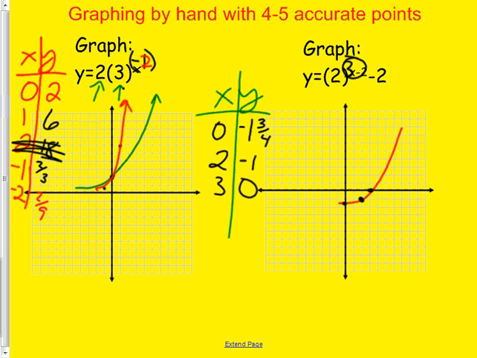I bet this last point's going to be off, though. We'll see. Put in a 4. 4 minus 2 is 2. 2 to the second is 4. 4 minus 2 is 2. And 4 comma 2 then should be on here. 4 comma 2. Yeah, I was kind of off on that one a little bit. But I wasn't too bad. All right.